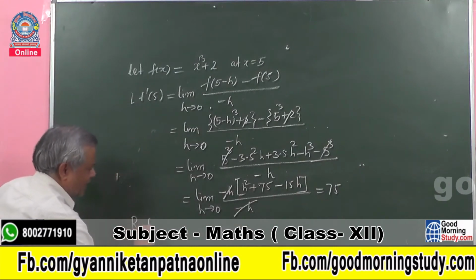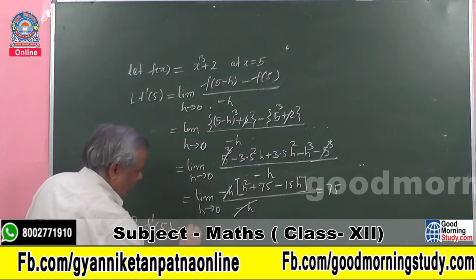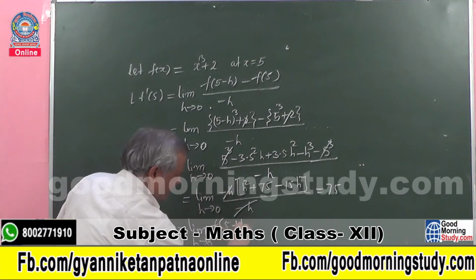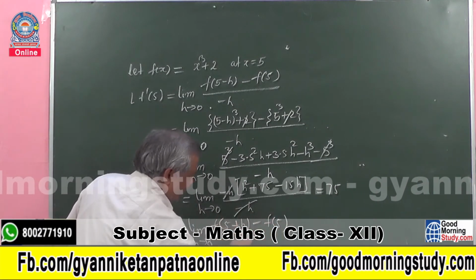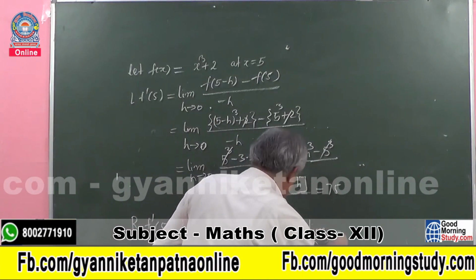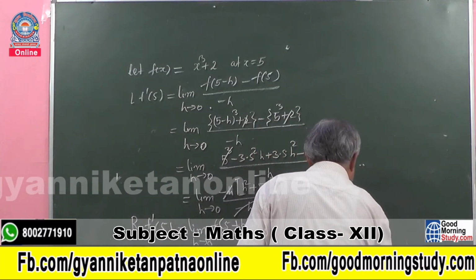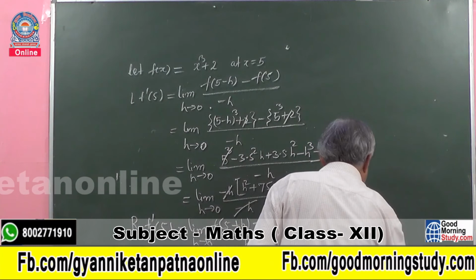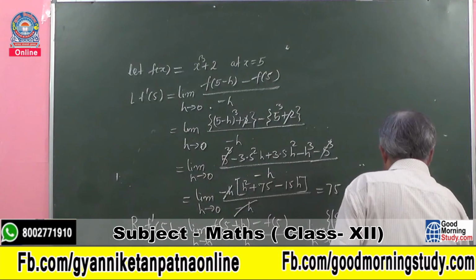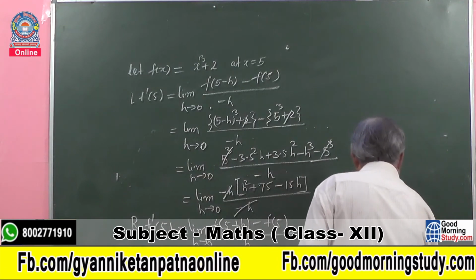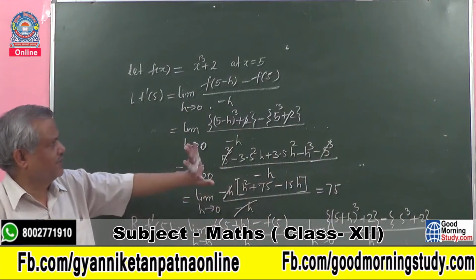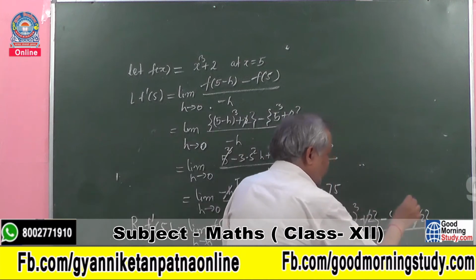Similarly, we find out Rf dash 5. We find out this limit h tends to 0, f(5 plus h) minus f(5) divided by h. So it is equal to limit h tends to 0, we have it is (5 plus h) whole cube plus 2. This is for the first, and minus it will be 5 to the power 3 plus 2, divided by h. Again, the 2 cancels with the 2. This plus 2 and minus 2 reduces to 0.